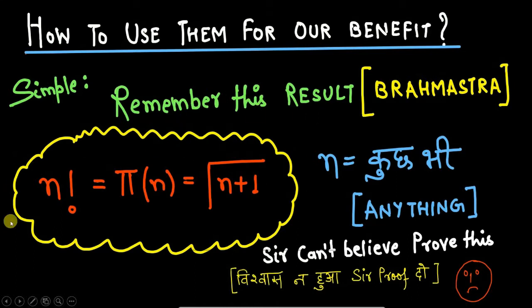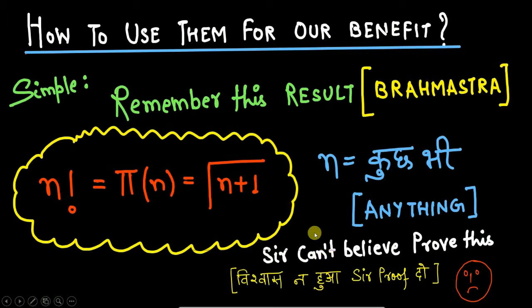So remember this result. Remember this result. This result is actually the Brahmastra, or you could say the solution for all problems. So n factorial could be written as capital pi of n is equal to gamma of n plus 1. For instance, suppose you want to find 3 factorial. So what you need to do is replace this n with 3. So here you'll get 3 factorial is equal to pi of 3 is equal to gamma of 3 plus 1. Here n means anything. So you can put anything here. It may be an integer, it may be a fraction, whatever you want to put, you can put.